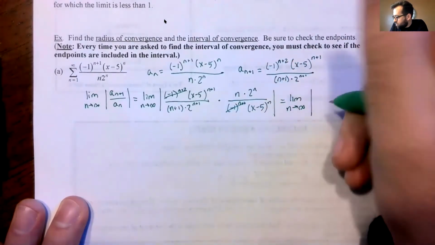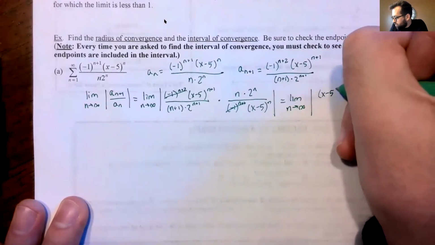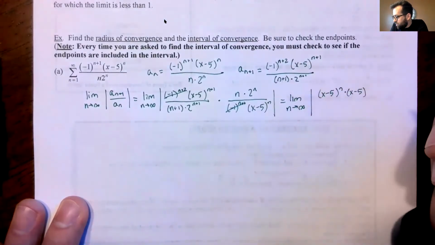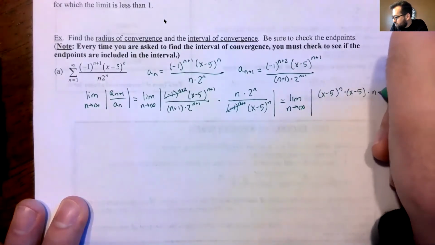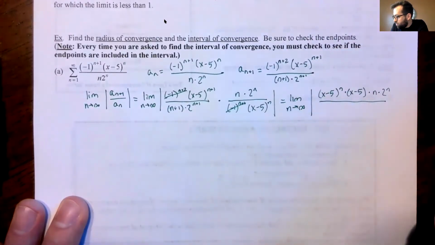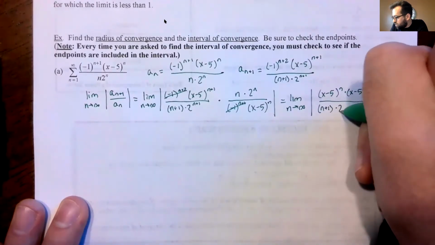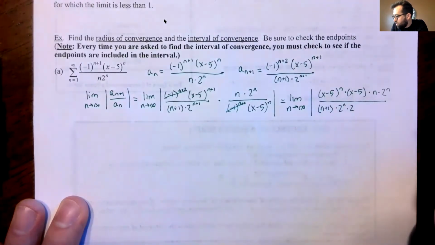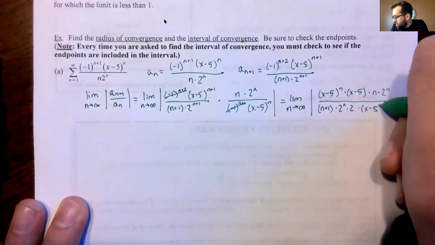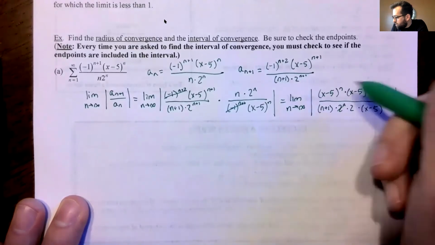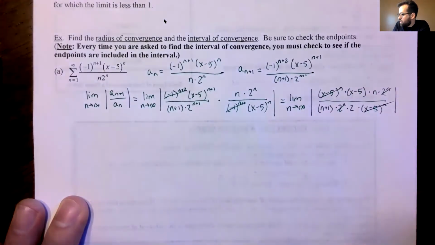So (x minus 5) to the n+1 is the same thing as (x minus 5) to the n times (x minus 5) to the 1. We're stuck with the n, we're stuck with the 2 to the n. On the bottom, we're stuck with the n+1. I'm going to change 2 to the n+1 to 2 to the n times 2. And we're stuck with the (x minus 5) to the n. So now what can cancel? We have a 2 to the n and an (x minus 5) to the n. And I think that is it.